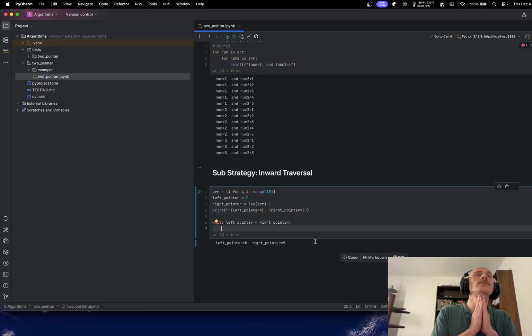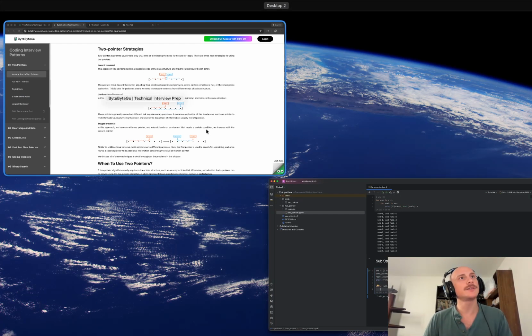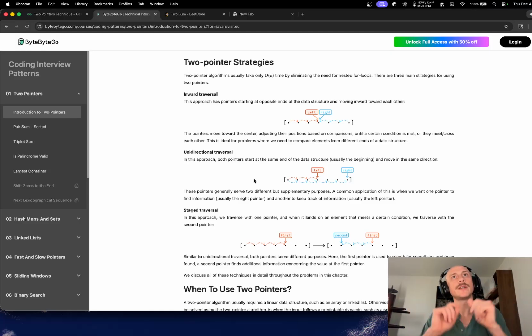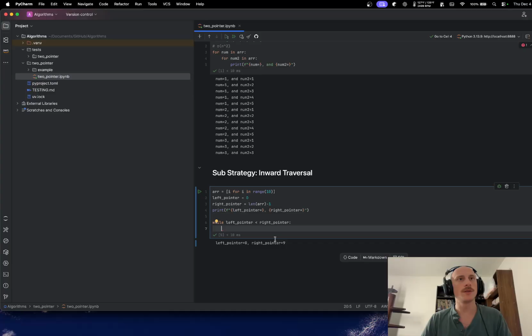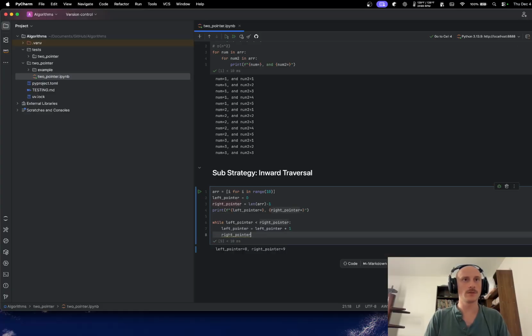So let's see, how should we do this? How does the picture work? So they have them both moving at the same time. So let us do that similar strategy. So we'll have left pointer equal to left pointer plus 1. We'll have right pointer equal to right pointer minus 1.